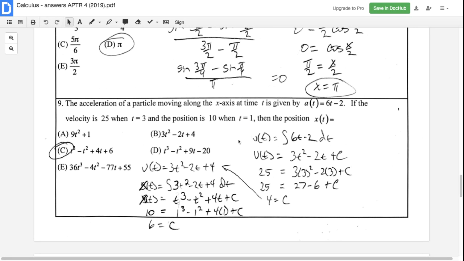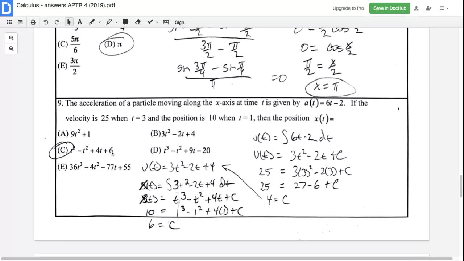I plug in 10 and 1. As you see, I get c is 6. And there's my answer with my c value of 6.